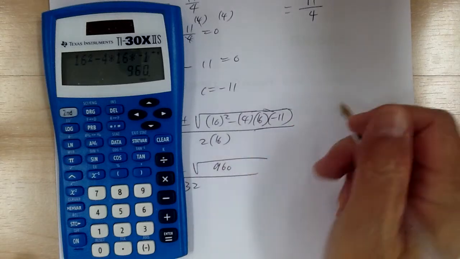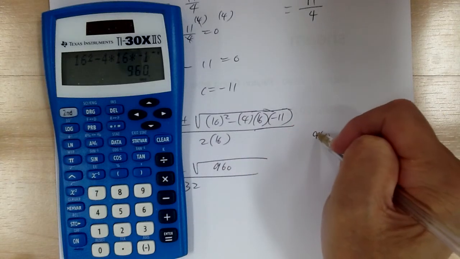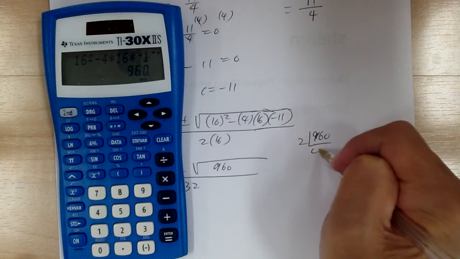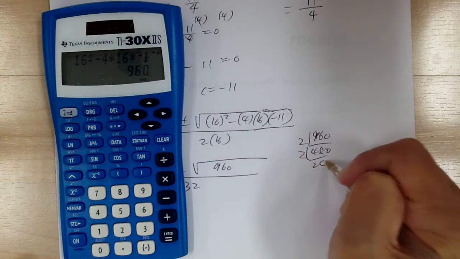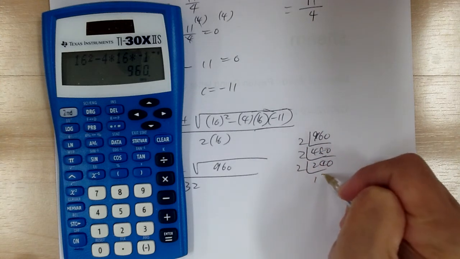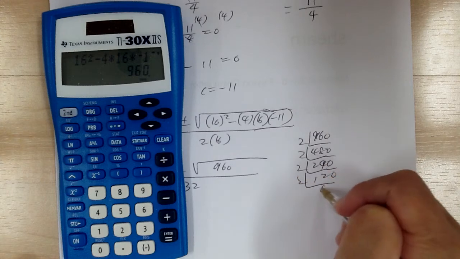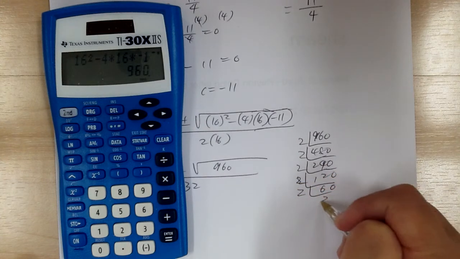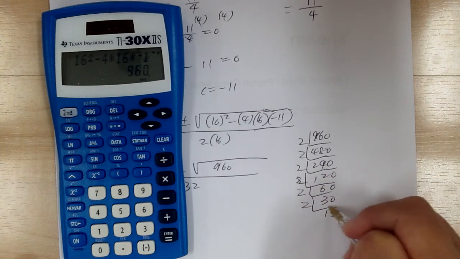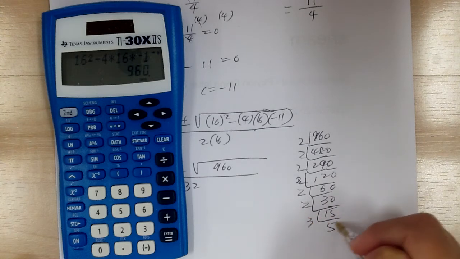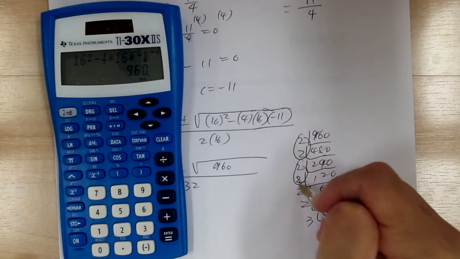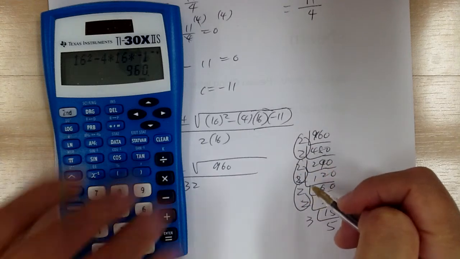Okay, so you have to simplify 960. Let's do that. So 480, 240, 120, 60, 30, 15, and this one is going to be 3 and 5. Okay, so this comes out, this comes out, this comes out. So 2 times 2 times 2 is 8.